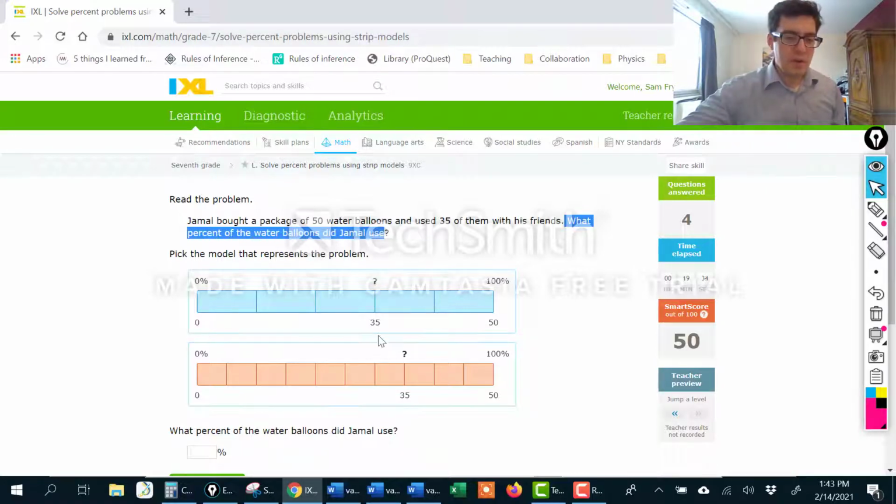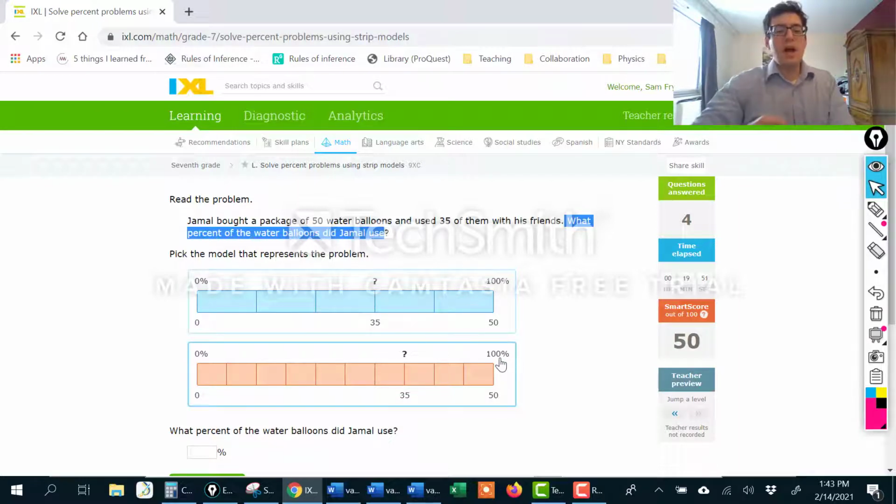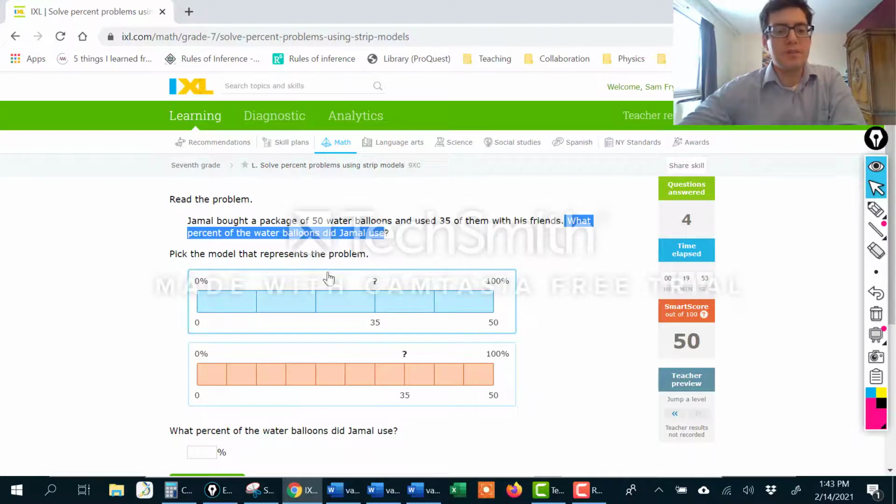And it looks like for both of these models, the question mark is in the top of the model, which is where the percents are. So far, I can't rule out either one of these just by looking at which part of the model the question mark is, because it should be in the percent part, and it is in the percent part for both of them. So how else can I rule out one of these models?